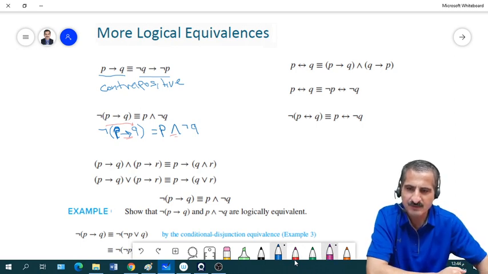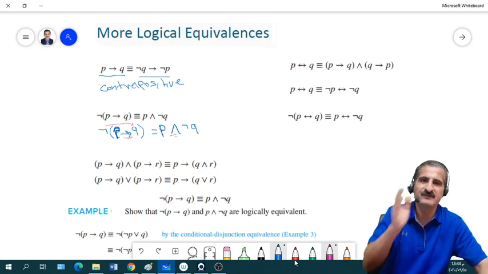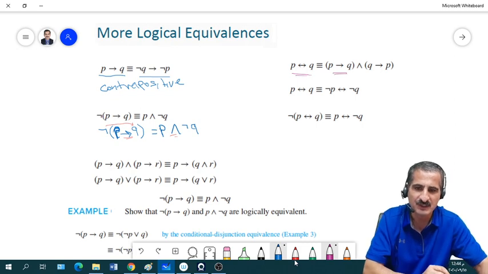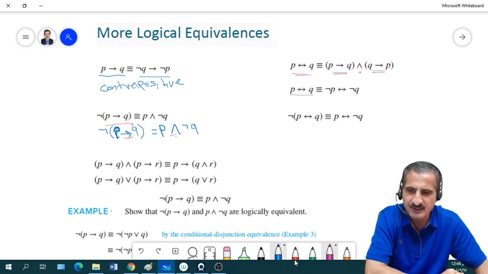What about this? We talked about this, it is the biconditional. P gives Q and Q gives P, so it has two parts: P gives Q and Q gives P. This is an and. Okay. And this is also interesting. P if and only if Q.